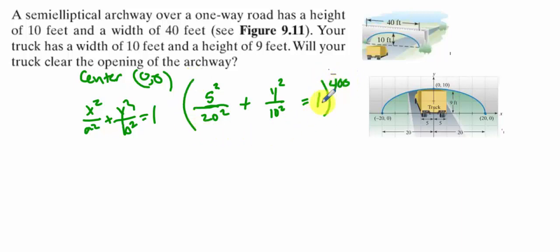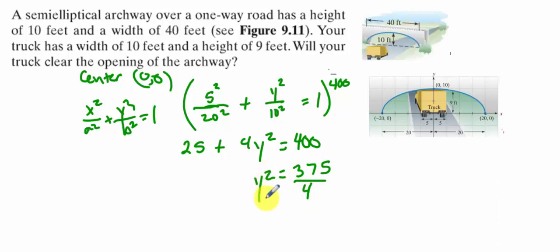We'll multiply by 400. So that 400 goes with the 20 squared, and I'm left with 25. Plus, this is 100 and 400, so that's 4y squared is equal to 400. So 375 over 4 is equal to y squared. And again, we want this value to be over 9 feet if at all possible, so we don't lose any of the truck. And when I square root that, I get roughly 9.68 feet, and that's the bridge height, which means our truck is going to clear by just a little bit.